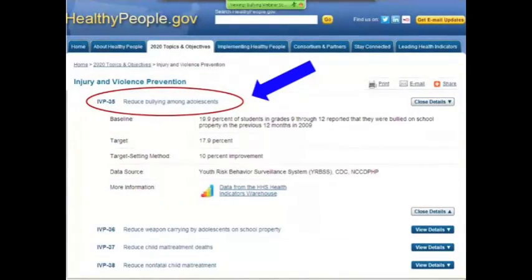Next slide. Here's the specific goal related to bullying prevention within the injury and violence prevention subsection. You see here that the 2009 Youth Risk Behavior, or YRBS, data had about 20% of students indicating they were victimized on school property during the year before the survey. Our target setting method is a 10% improvement upon that goal, and that leads us to a target of 17.9%. Of course, any amount of victimization is unacceptable, but this is what we feel is a reasonable and achievable objective over the next 10 years.